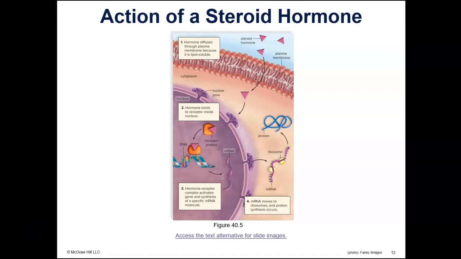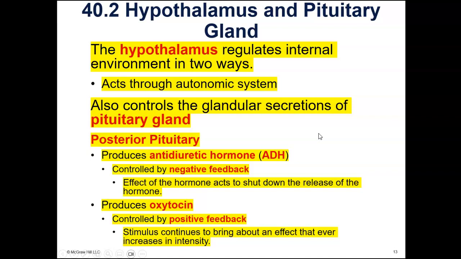So this is an illustration of how the steroid hormones work. You can see that the steroid hormones can actually move directly through the phospholipid bilayer of the plasma membrane. They don't bind to a receptor on the surface. So they move into the nucleus and they bind to a receptor in the nucleus and then to DNA, and they affect genes directly.